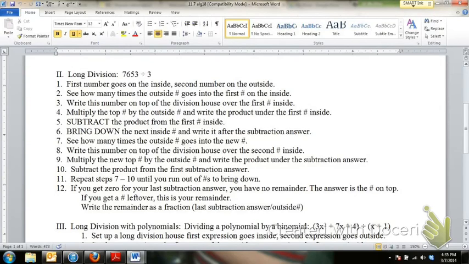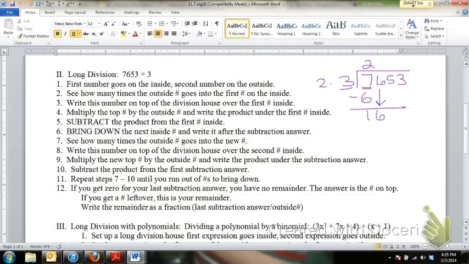So when you're doing long division, remember you do your little box here. The first number goes inside, and the second number goes outside. Now I see how many times the outside number goes into the first number. So 3 goes into 7 twice. Now I do 2 times 3, and that gives me 6. Remember, you always multiply whatever I put on top by what's in front, and then you subtract. Then you bring down your next term.